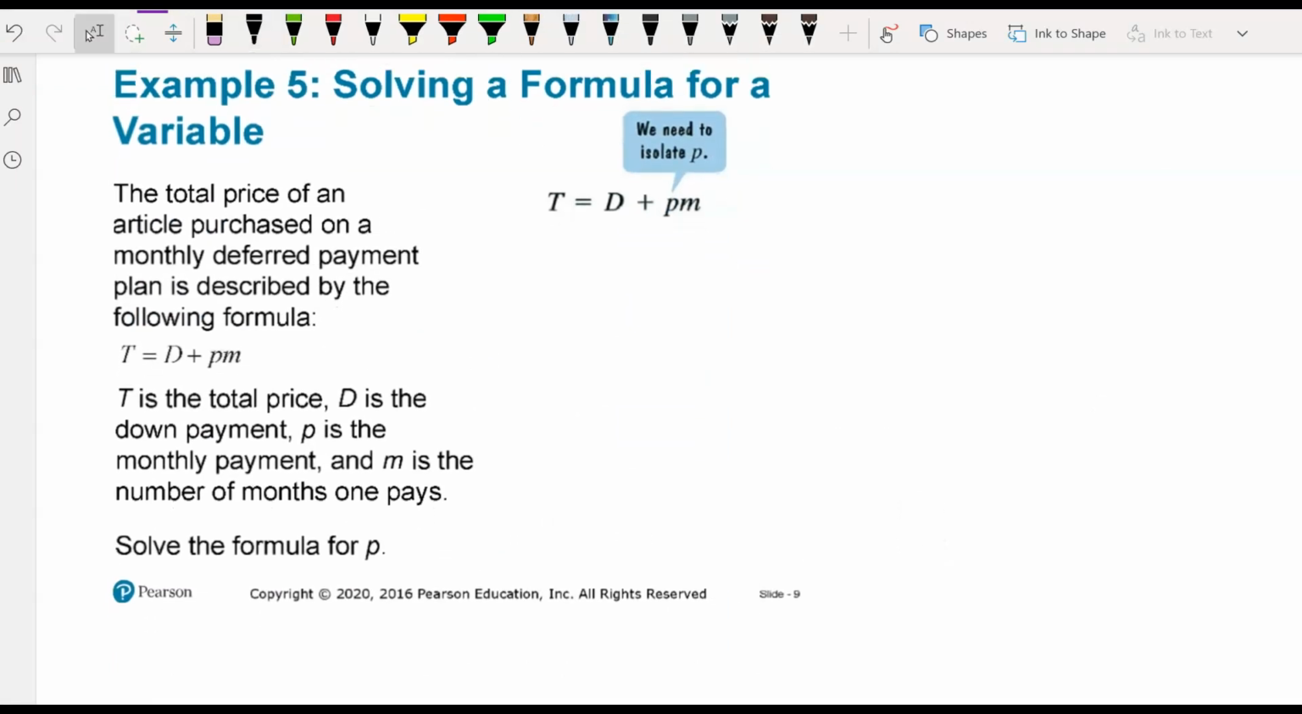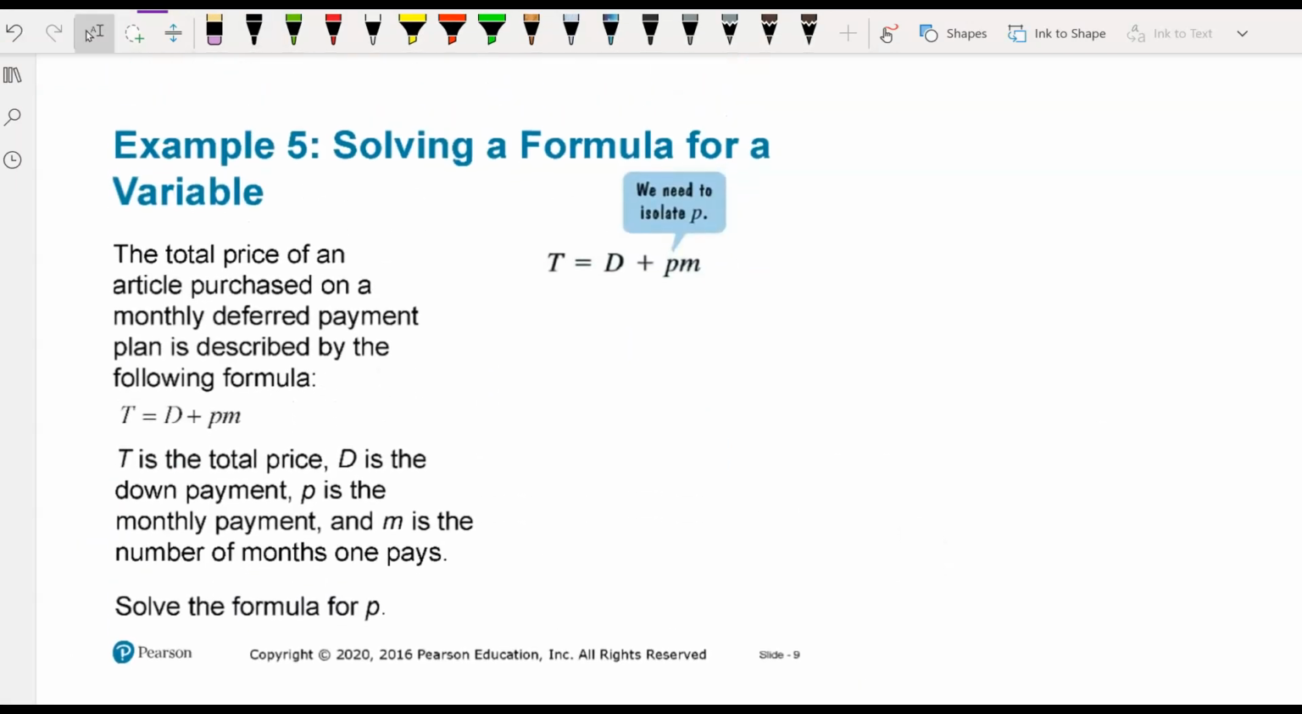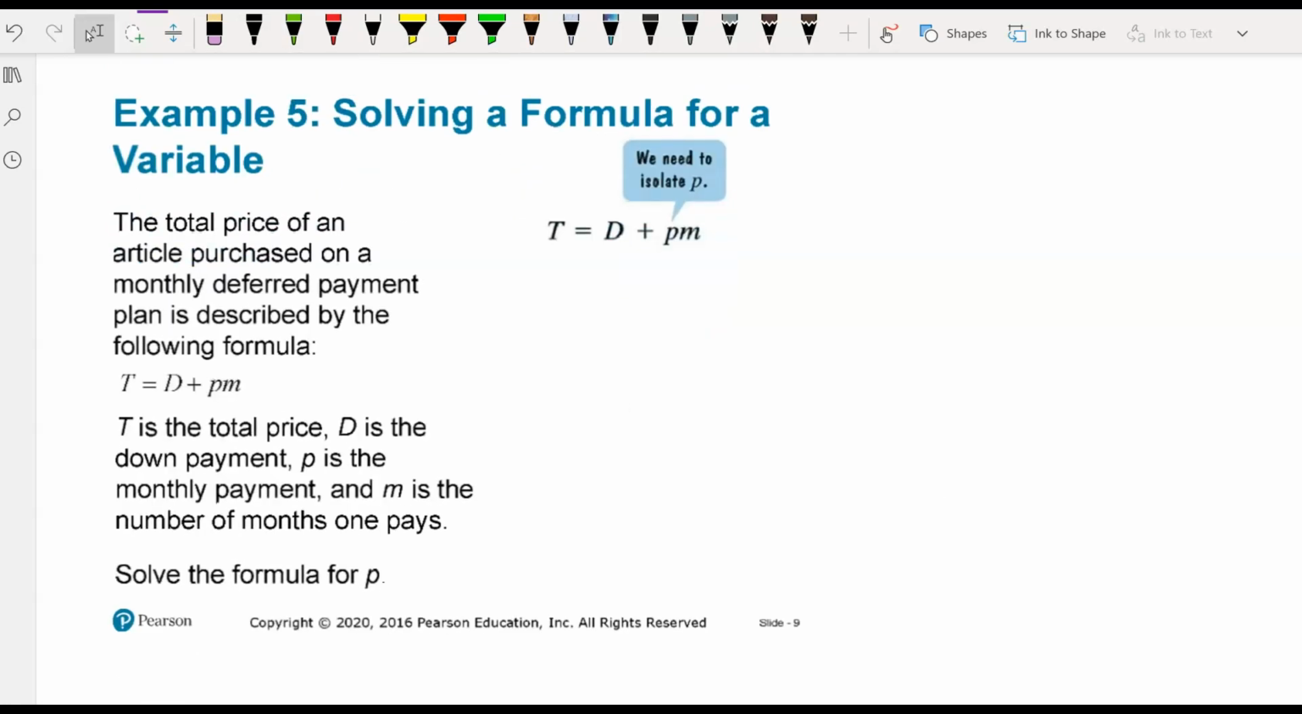All right, solving for a variable. So we have the equation T equals D plus PM. And that's that monthly deferred payment plan formula. T is the total price, D is the down payment, P is the monthly payment, and M is the number of months one pays. So we're going to want to solve the formula for P. That means we want to isolate P and get it on its own.